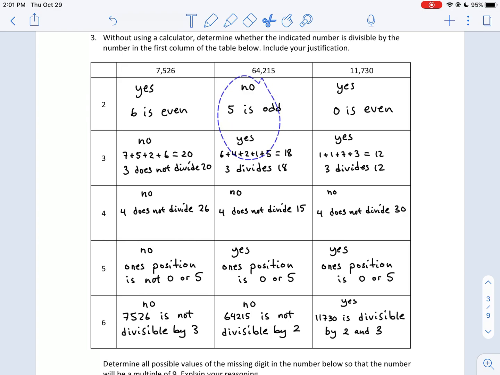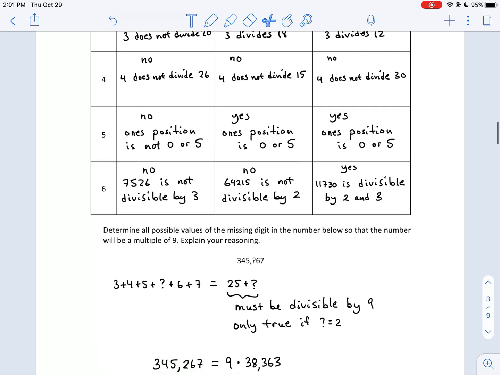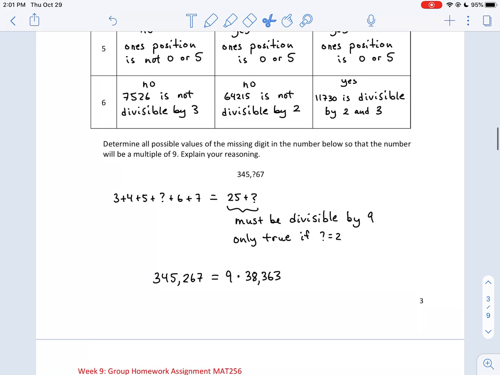So same issue here, one of these is no, because this number 64,215 is not divisible by 2, it won't be divisible by 6. But this 11,730 is divisible by both 2 and 3, therefore it will be divisible by 6.